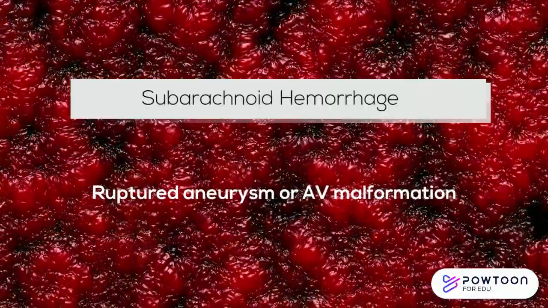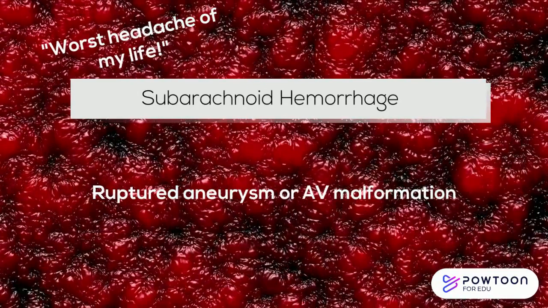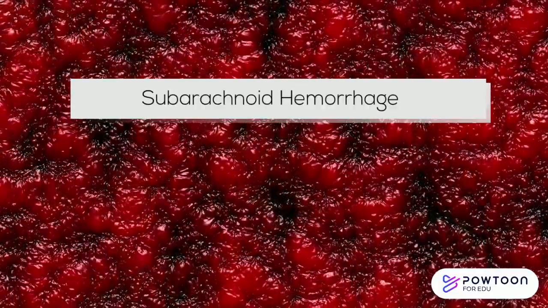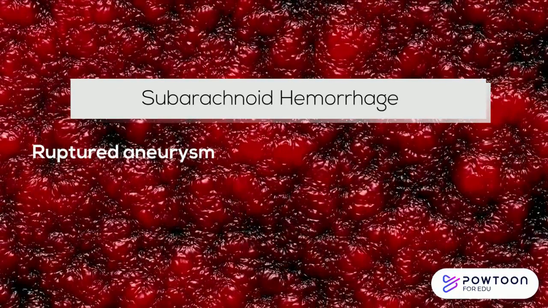A subarachnoid hemorrhage is bleeding into the subarachnoid space in the brain. The most common causes for subarachnoid hemorrhage are a ruptured aneurysm or an AV malformation. An aneurysm is a weak spot in the vessel wall, and it starts to balloon out and may eventually rupture, causing the hemorrhage. Whereas an AV malformation is where the vessels themselves are actually malformed, and that usually happens with embryonic development.